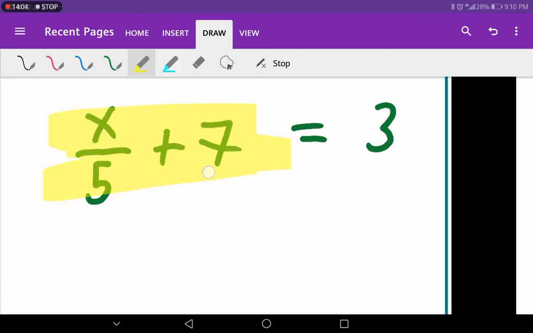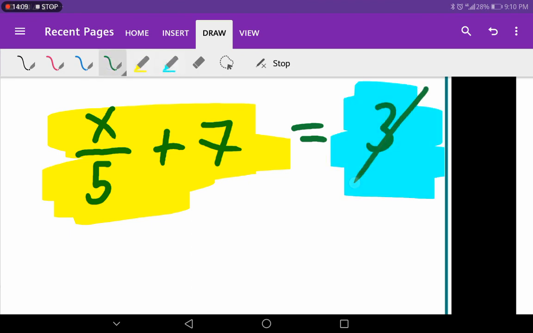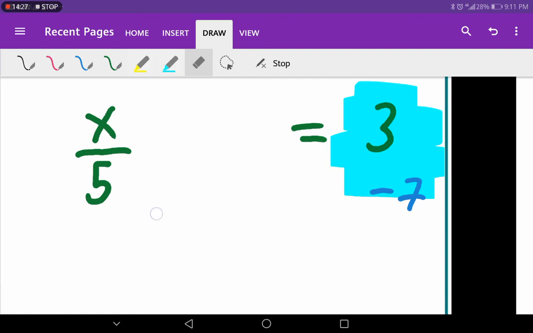Left side, right side. Ignore this side and ignore this side. We have to eliminate the 7, so negative 7, negative 7. So this will be eliminated, and 3 for me and 7 for Hamada. So Hamada wants from me 4, so negative 4.